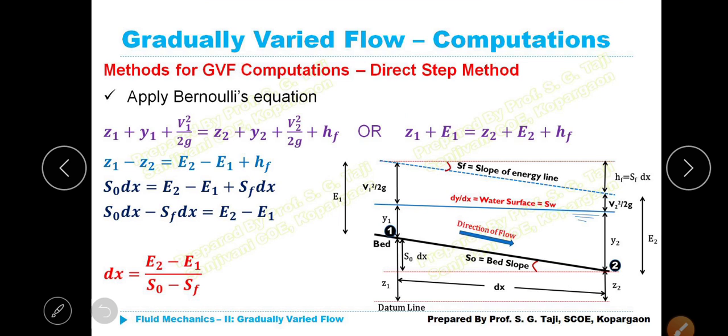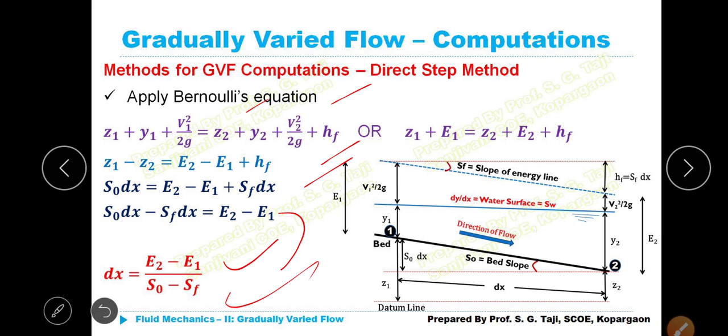Apply Bernoulli's equation as you know. Z1 plus Y1 plus V1 squared by 2g must be equal to Z2 plus Y2 plus V2 squared by 2g plus hf, where hf is the loss of head due to friction. Z1 plus E1 is equal to Z2 plus E2 plus hf. We can rewrite it. So therefore, dx is equal to E2 minus E1 divided by S0 minus Sf.